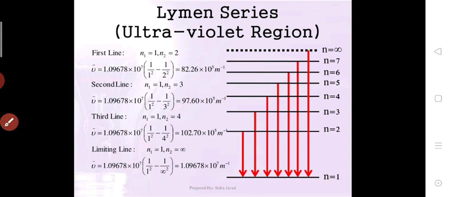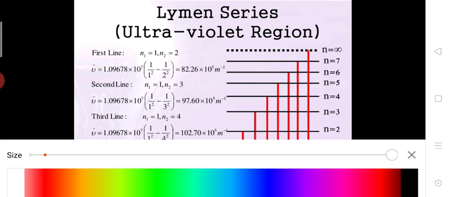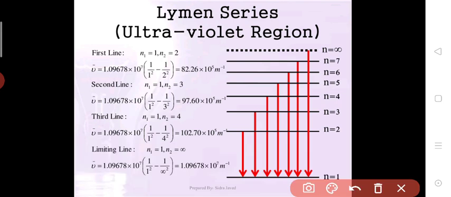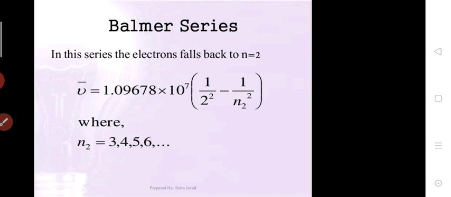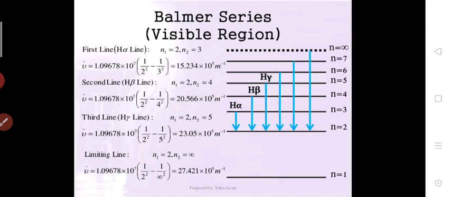You can see 2 to 1, then 3 to 1, which means atoms are making transitions from higher energy levels to the n equals 1 level, and in that case you will get the Lyman series. Then for the Balmer series, electrons fall back to energy level 2 from the higher energy levels, n2 equals 3, 4, 5, 6. For this series you will get transitions which lie in the visible region.